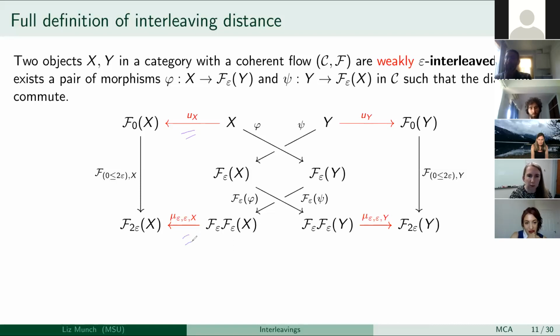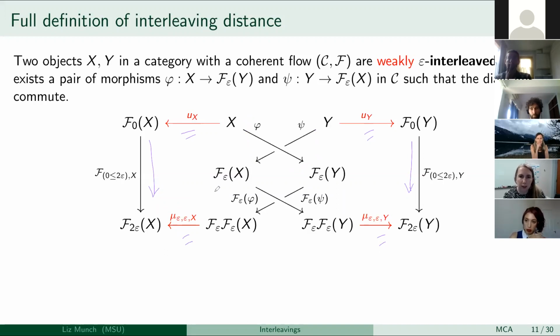So I've got all of my coherence transformations, information that came with my original flow. I've got my induced maps from my original functors. So this data all comes from my initial flow construction. The game with epsilon interleavings is to see if you can find a pair of maps, in this case denoted phi and psi, for which you get some induced maps from the functorial structure. Can you find a pair of maps that makes this whole diagram commute?